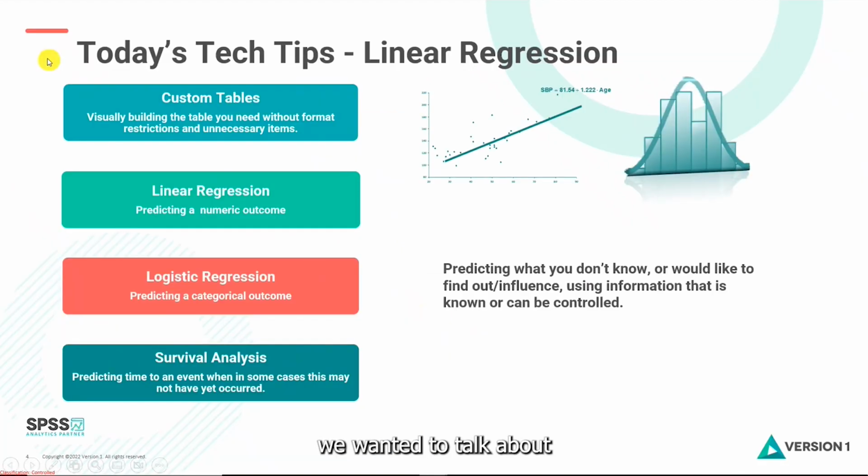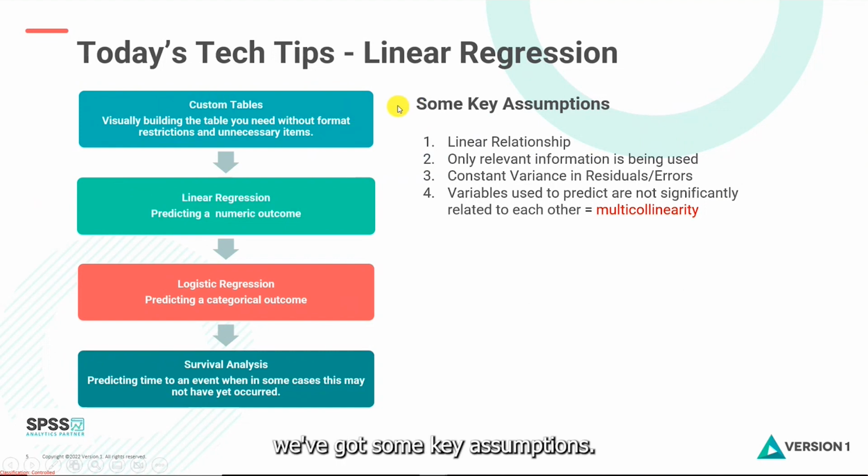Now, the next thing we wanted to talk about was linear regression. So with linear regression, we predict a numeric outcome. And we want to be able to predict what we don't know or would like to find out about or influence using information that is known or can be controlled. Now, with linear regression, we've got some key assumptions. So first of all, there must be a linear relationship between the independent variables and the dependent variable.